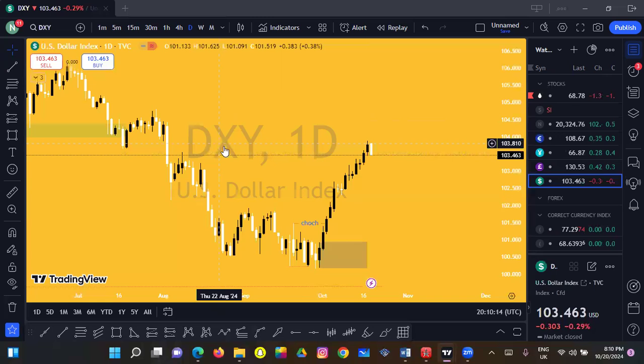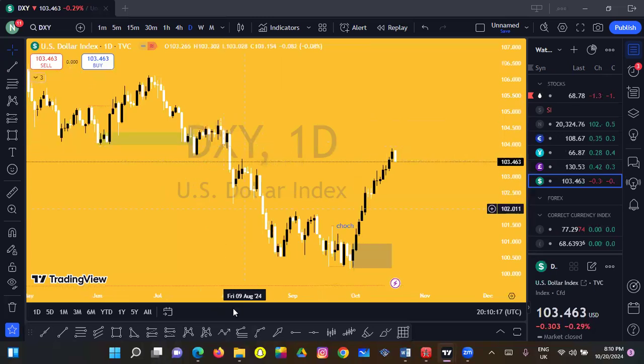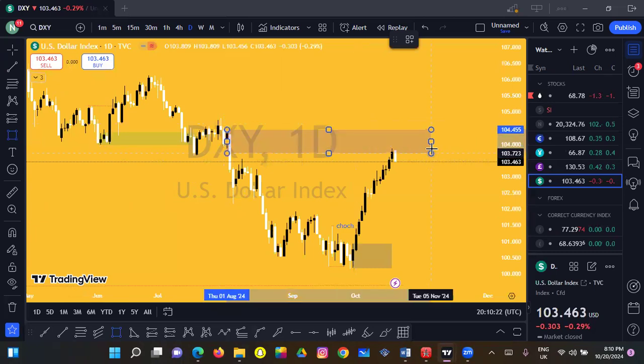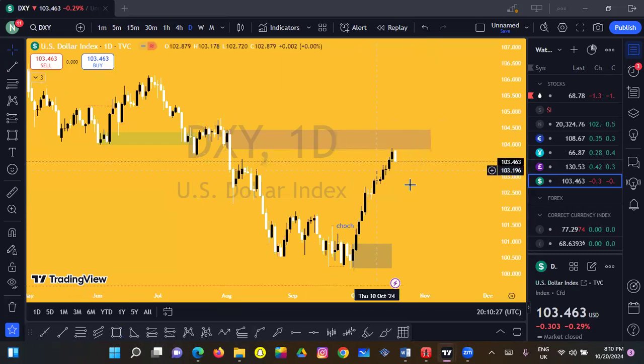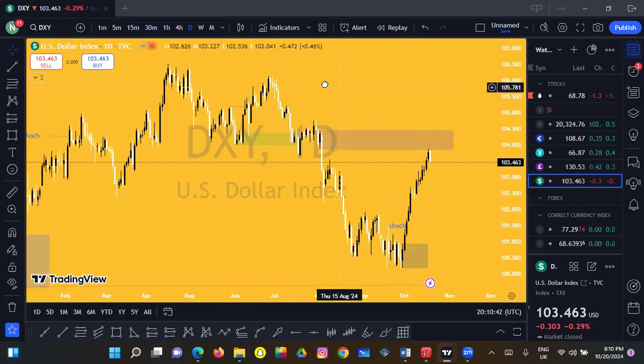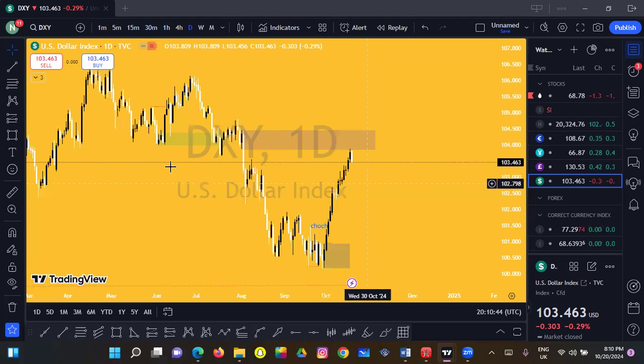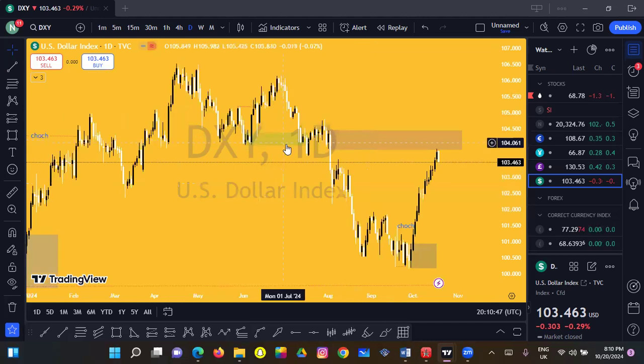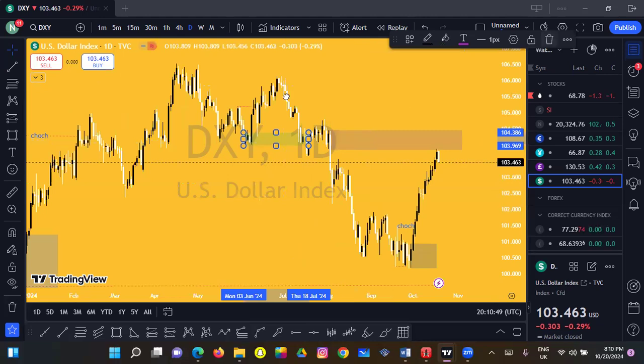Yes, so still the same kind of situation here. It came to this other block and it is forming this kind of resistance here. Right. So what should we expect? Maybe we might expect a bit of retracement and then a continuation to the upside, because there is a change of character here and the market is supposed to move upwards. Yes. So in all, the dollar is still strong, as we saw fundamentally. Technically, it is still strong here. So let's see what will happen in the upcoming week.